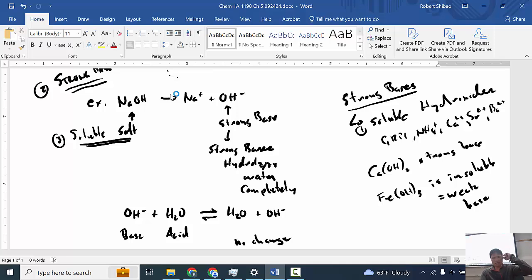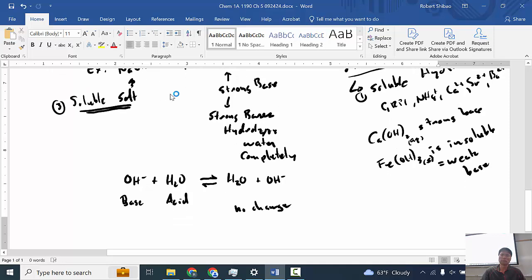So iron 3 hydroxide is insoluble, only a little bit dissolves. Whereas calcium hydroxide is soluble, a more significant amount of it will dissolve. So what happens when calcium hydroxide dissolves is it's a salt. Soluble salts are strong electrolytes, and soluble salts will ionize completely.